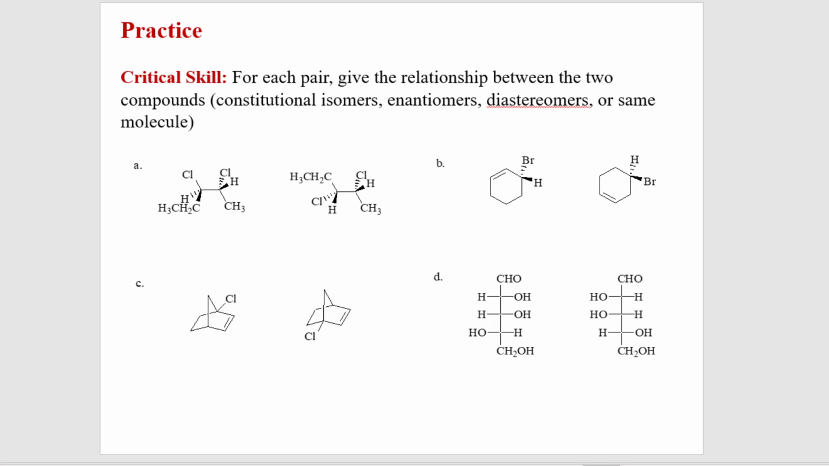Here's some more practice. For each pair, give the relationship between the two compounds. State whether it's a constitutional isomer relationship, enantiomeric, diastereomers, or the same.